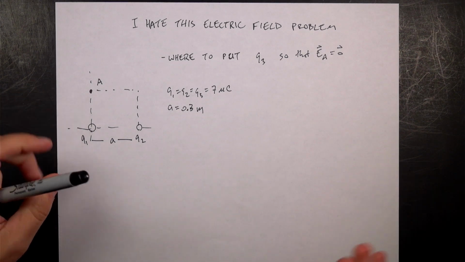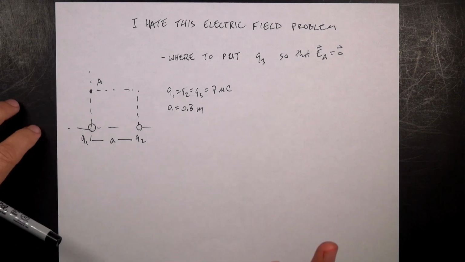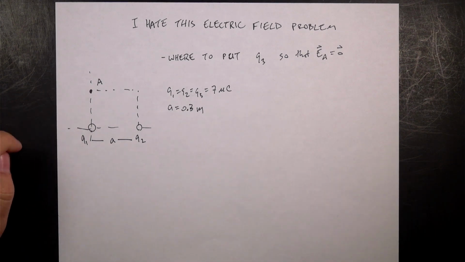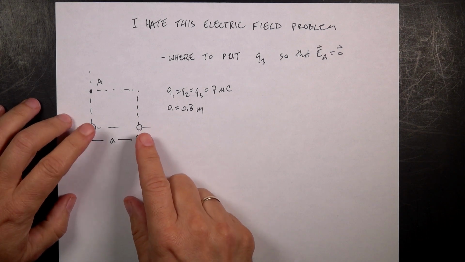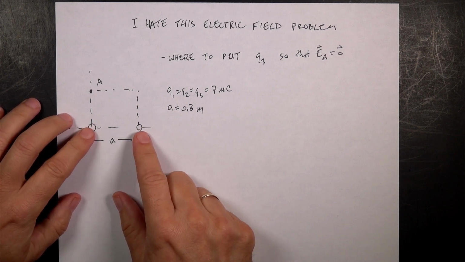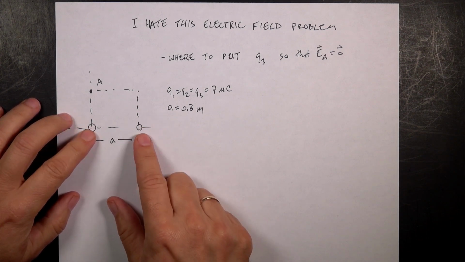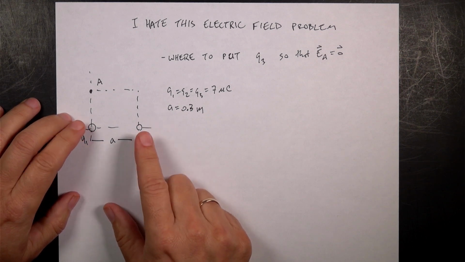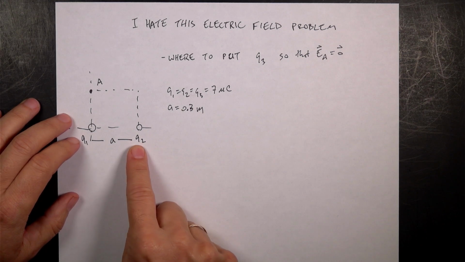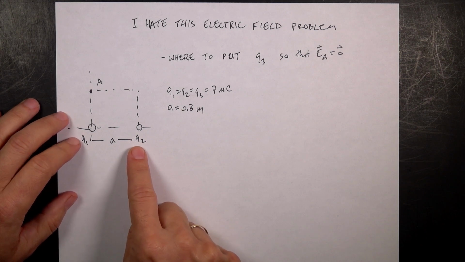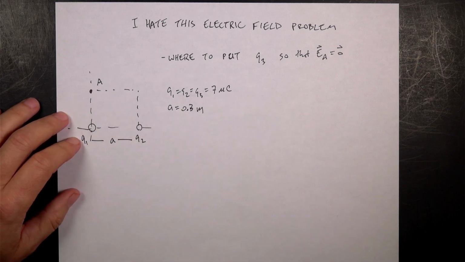Okay, so let me describe this problem. I was making a program to calculate the electric field due to multiple charges, and I said, let me just look up an example in a book, and I found this problem. So we have 2 charges at the corner of a square. They both have the same magnitude charge, Q1, Q2, of 7 microcoulombs. And the length of the square is 3.3 meters. So the question was, what's the electric field at A?